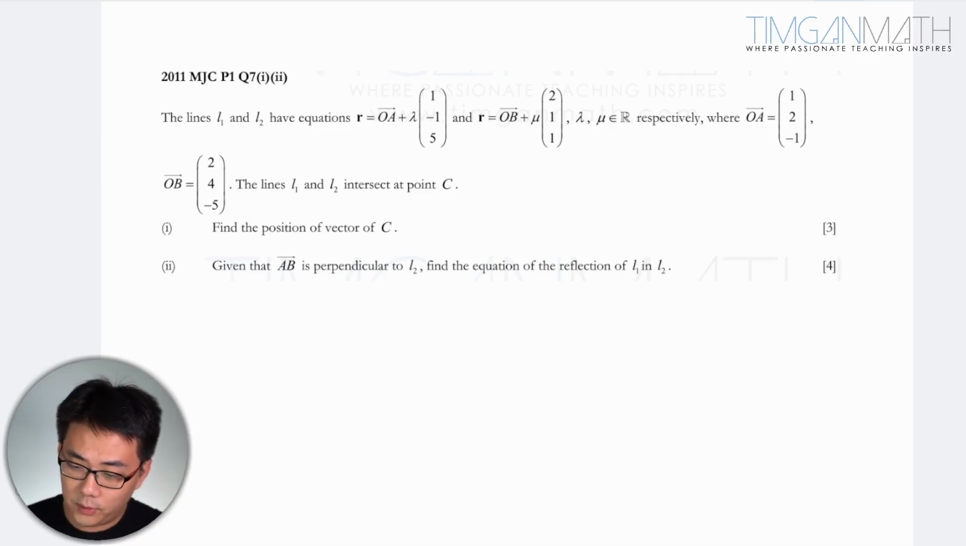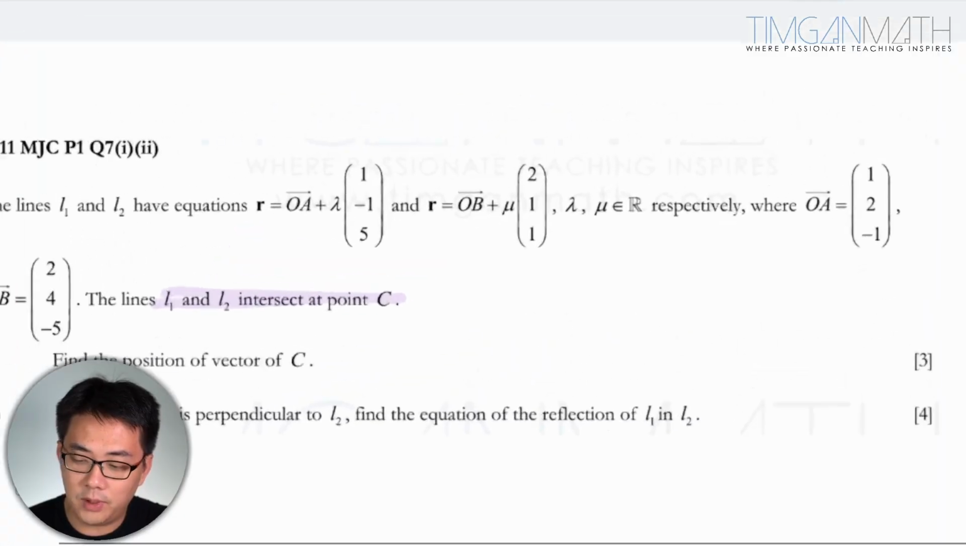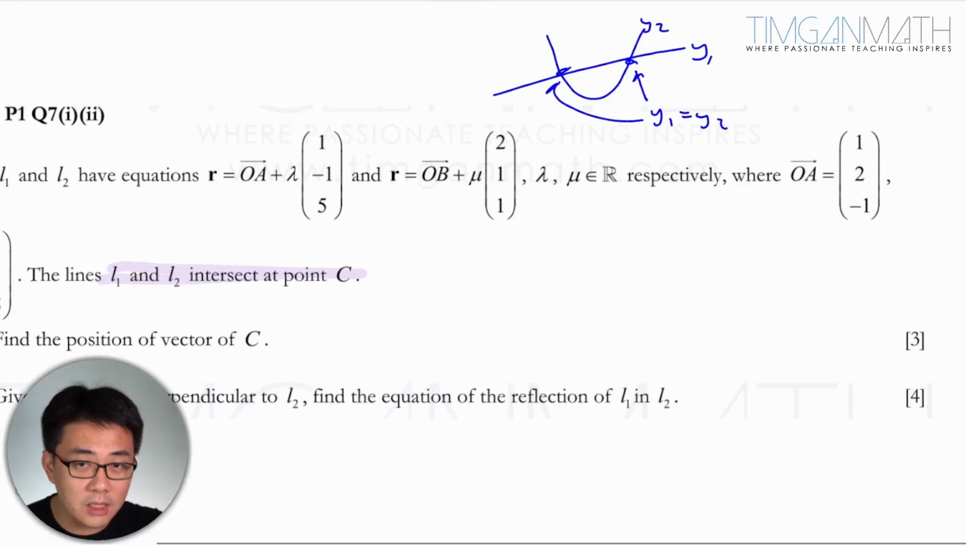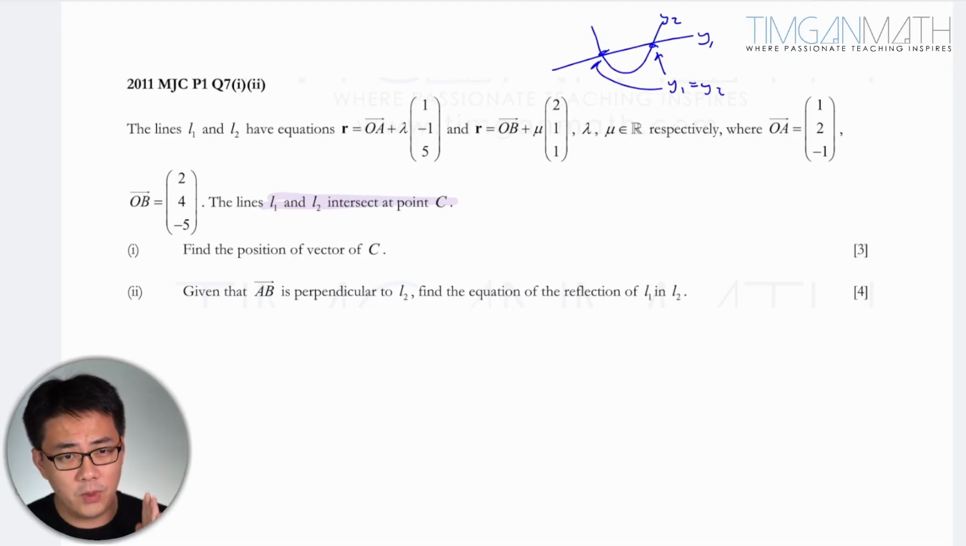First one, you have two line equations. You want to find their intersection. They say they are already intersecting at point C. Okay. So in secondary school, when I say find the intersection of two lines or two curves, what you do is you take y1 equals to y2, because satisfying both equations means you want the x value which gives the same y value when you equate them like that.